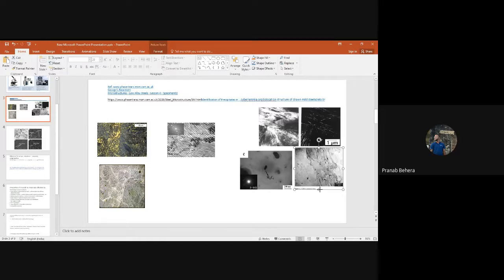It is clearly visible, how dislocations you can see. This is one dislocation. This is one dislocation. Many dislocations are there. These are dislocation lines. You understand now?